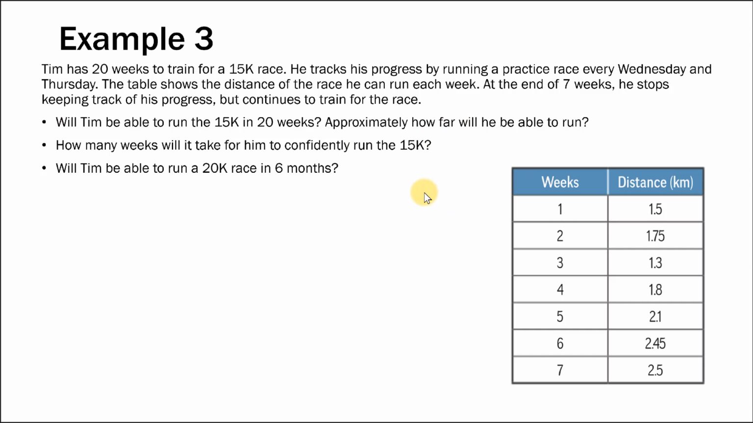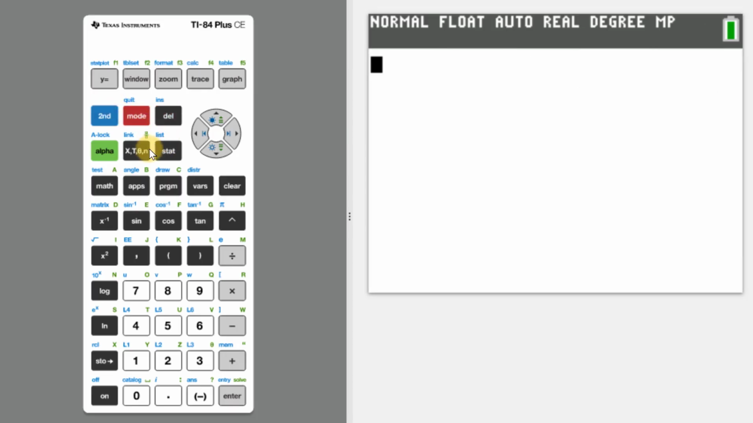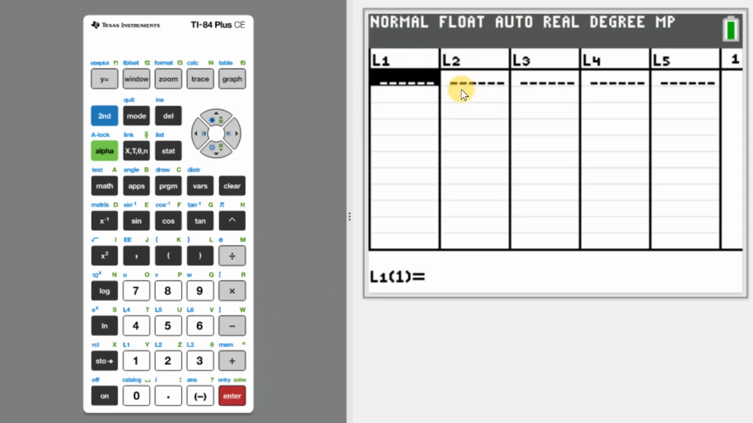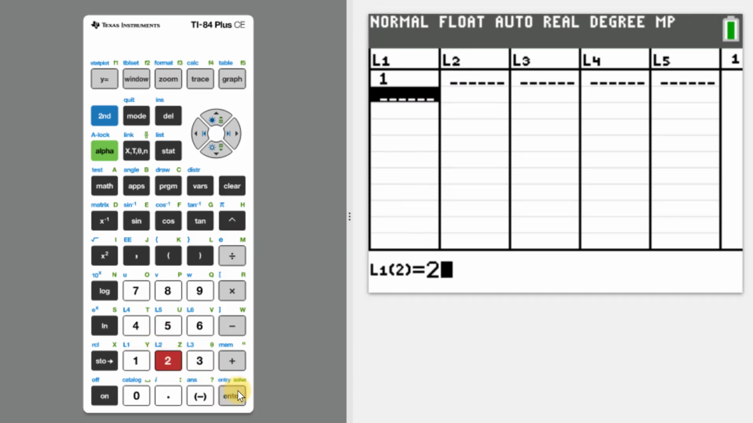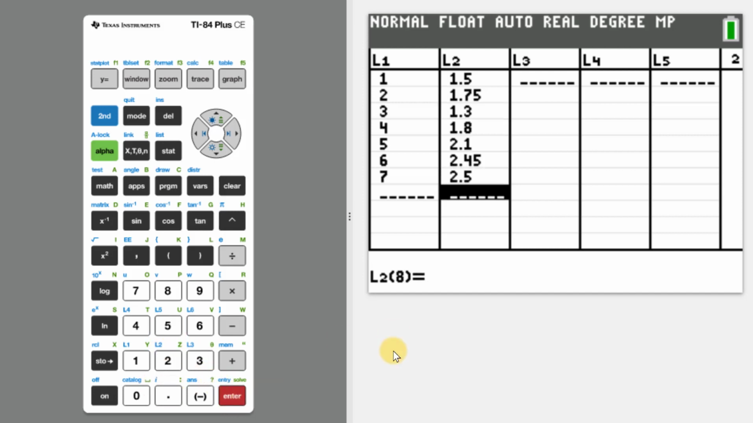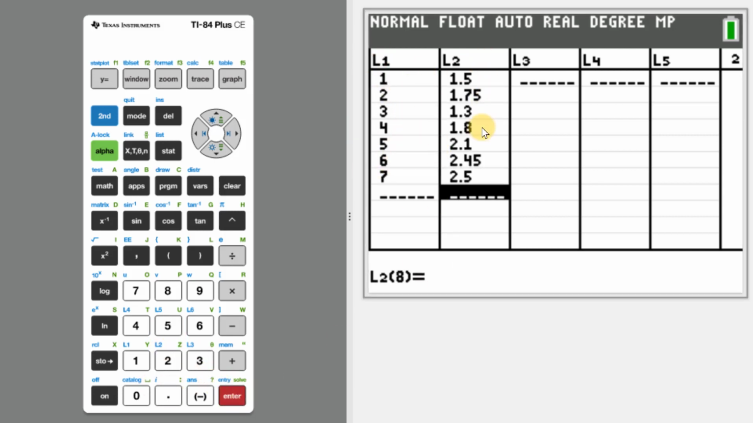So let's jump again into our calculators so we can solve this one. We're back in our calculator now, so we're going to hit Stat, Edit. I just cleared out our list 1 and 2, so we can input our weeks 1, 2, 3, all the way to 7. Then I'll scroll over and we'll input our distances. We're just taking this info right off of our table. So on list 1, we've got the week numbers, and on list 2, we have the distances.